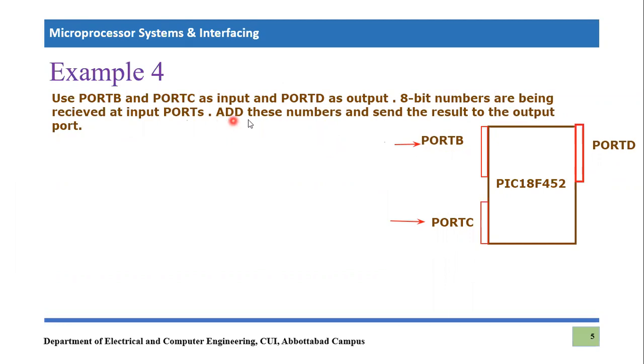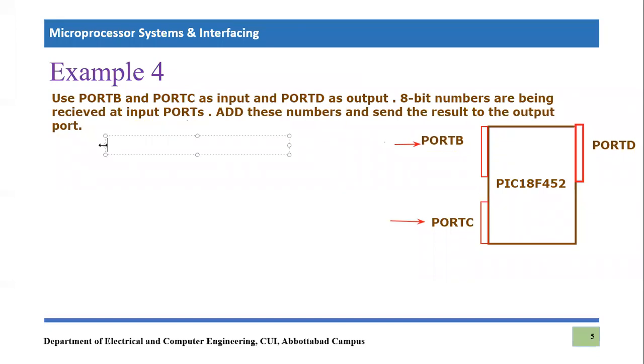So what we have to do is add these numbers. Information coming from port B and port C, we have to add them and send the result. Then the summation will be sent to the output port, which is port D. So let's write the code for this.